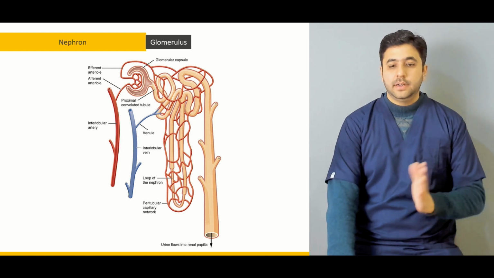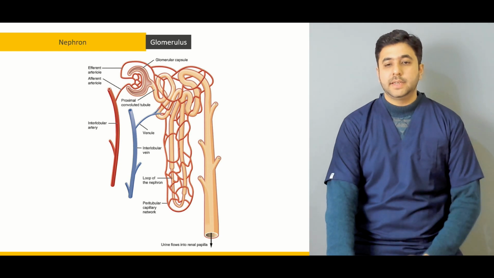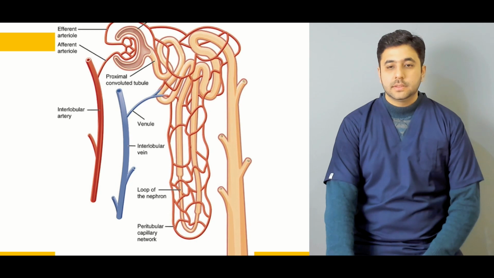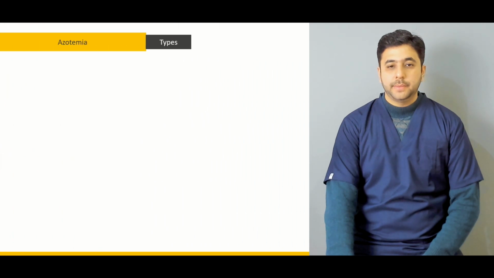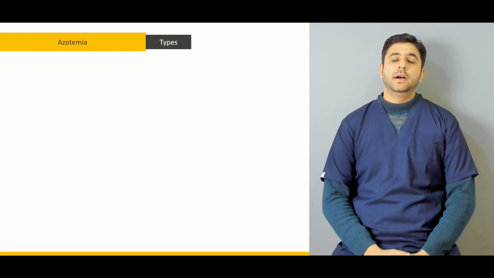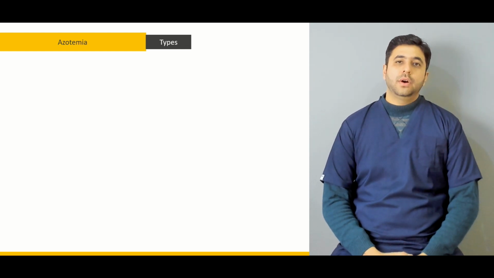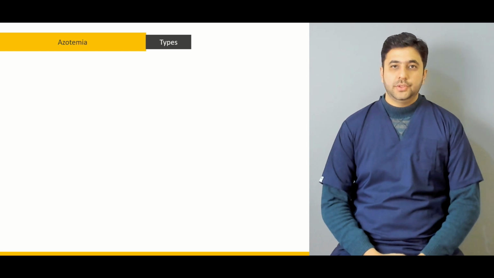All right, this is the general outlook of how a nephron looks. This is just to revise the basic concepts, and now let's go on to our main topic of discussion today. Our main topic is azotemia. Azotemia, or it is also called acute kidney injury.